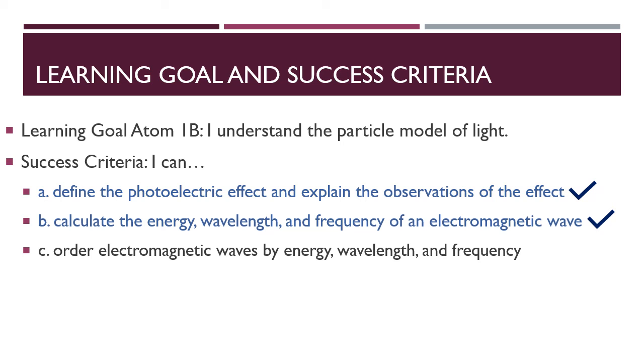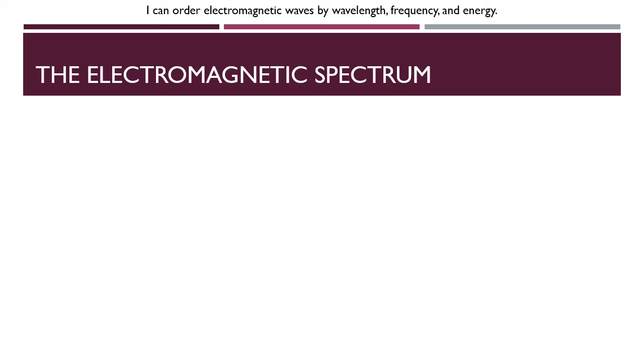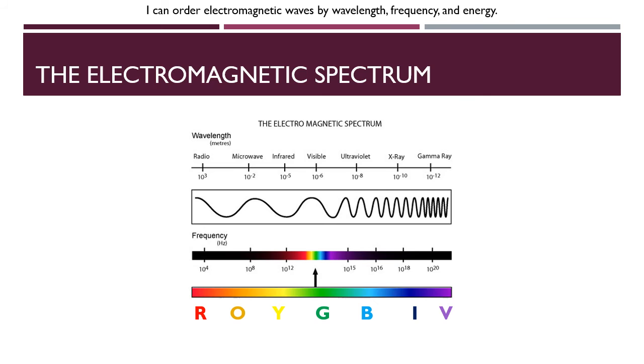Now we're going to look at the last success criteria. Just like from the previous learning goal, we want to be able to order these electromagnetic waves by wavelength and frequency, but also now by energy. So this discussion will focus on the energy aspect. This is the exact same image that I gave you in the previous video. We have a depiction of our electromagnetic spectrum, from radio waves, the longest wavelength, to gamma rays, the shortest. And then we can see that the visible spectrum fits right in the middle with our ROY G BIV going across, so we can remember the order of the visible light.